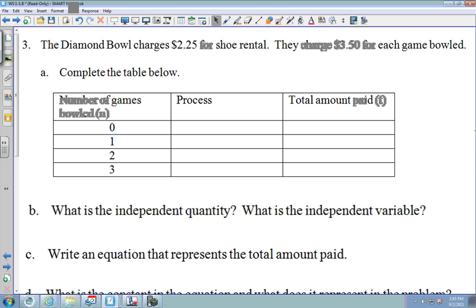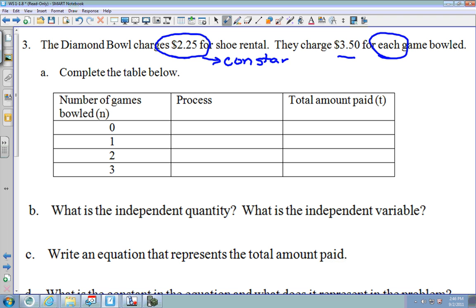Okay, first off here, they're going to charge $2.25 for the shoe rental, and then $3.50 for each game. Now, which one of these things do you only pay for one time? No matter how many games you want to bowl, you're only going to pay for the shoe rental one time. If you only pay for it one time, that's your constant. For each game you bowl, we've got our $3.50 to be our coefficient, because the variable is the number of games.